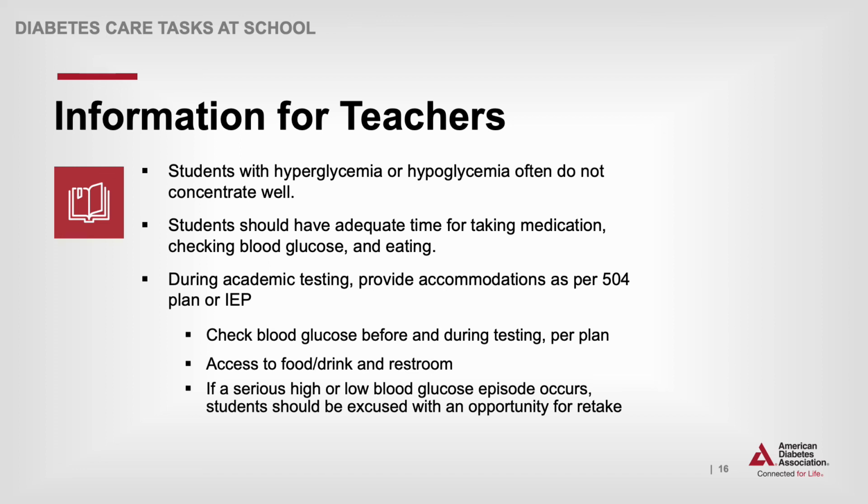Students should also have adequate time for taking medications, checking blood glucose, and eating. During academic testing, students should be able to check their blood glucose before and during testing. Students should have access to food or drinks and restrooms during the testing period. Students should be excused from testing with an opportunity for retake later should a serious high or low blood glucose episode occur.